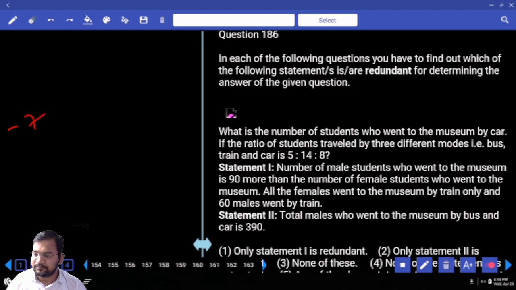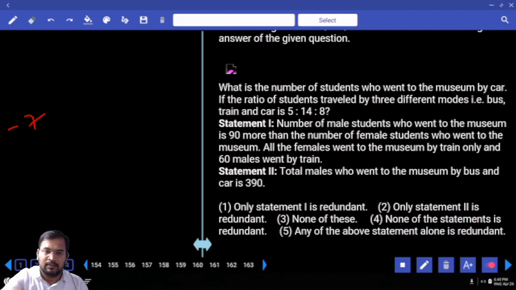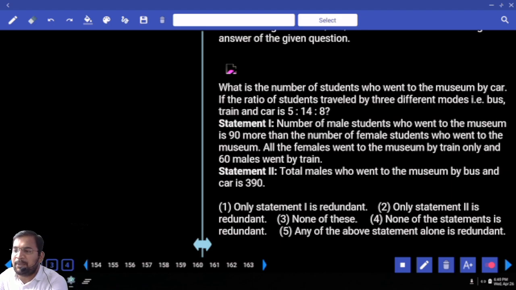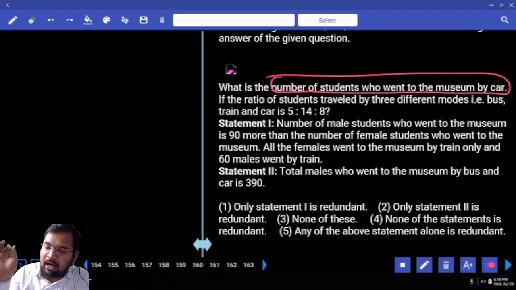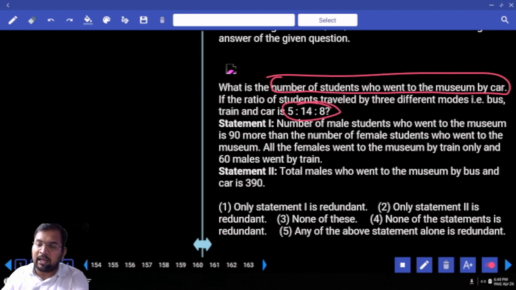186. What is the number of students who went to the museum by car? The ratio of the students traveling by the 3 different modes, bus, train, car, is 5:14:2. We need what? The question is the number of students who went to the museum by car. They have given parts. Car is nothing but which one? Bus, train, car, the last one. We need 8 parts.